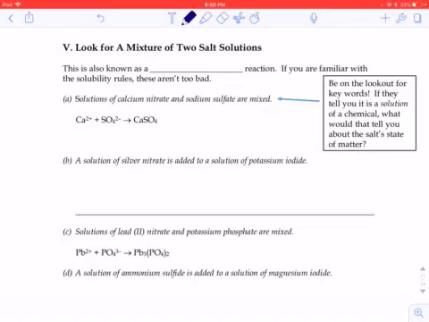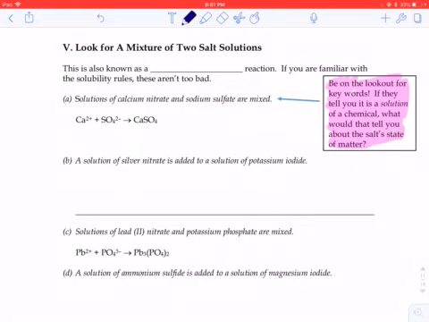These next ones that we're going to be looking at, we're combining a mixture of two different salt solutions. So be on the lookout for those key words. If they tell you something's a solution, then that means it's been dissolved in water, right? It's aqueous. Don't have to worry about your solubility rules if they tell you right in the problem itself that something's a solution. So these problems we're looking at, you're mixing two aqueous solutions together.